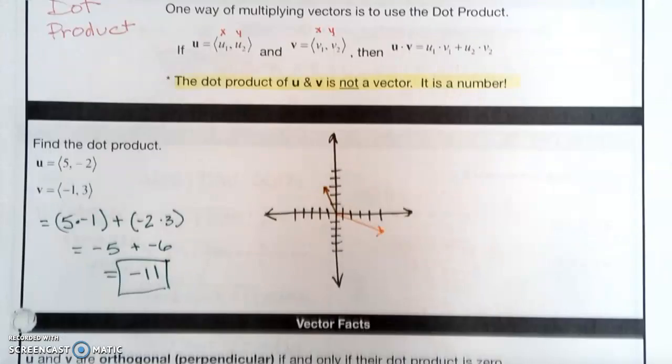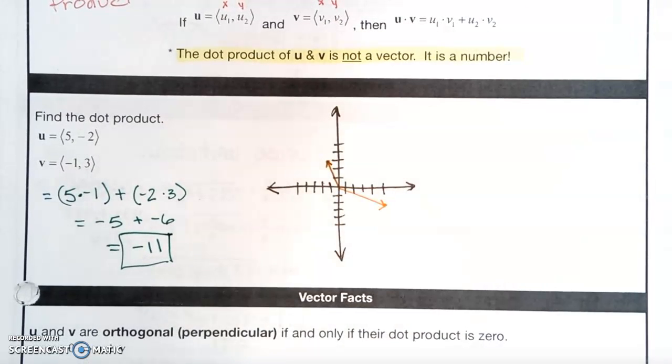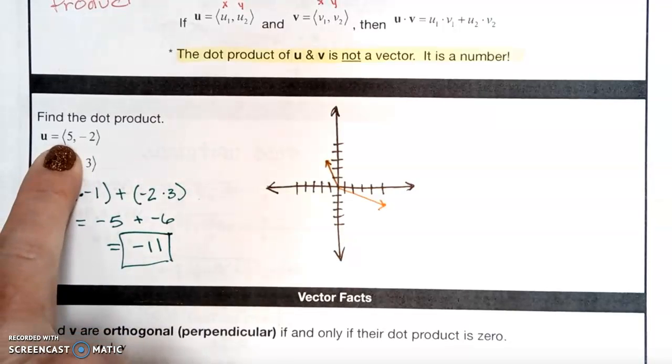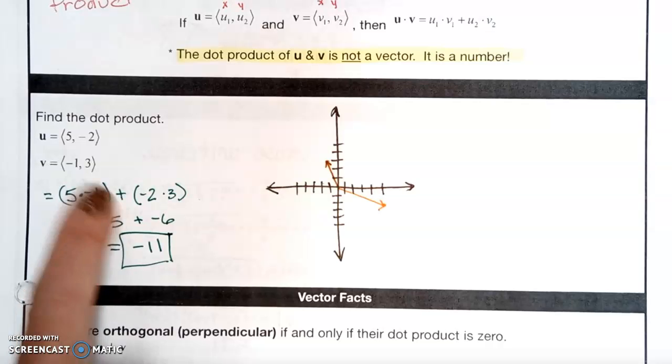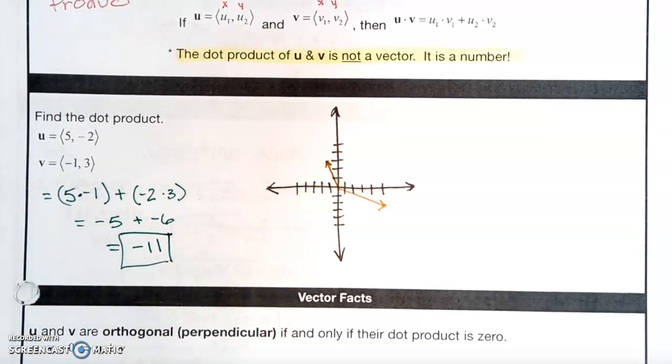Let's look at one in the next box. So here are your two vectors. They're called u and v. u is the vector 5, negative 2. v is negative 1, 3. So we're going to take the first value of the first vector and multiply it by the first value of the second vector. I put it in parentheses so I remember to do that first.